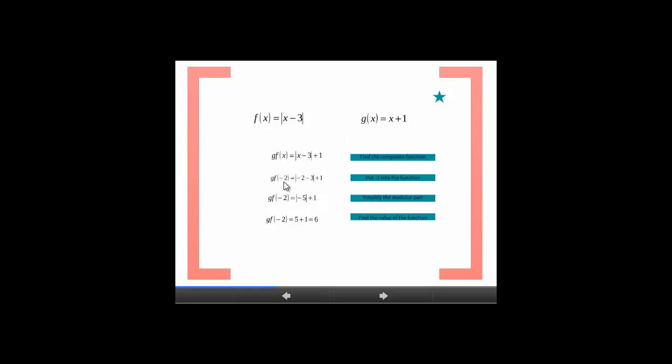We then place the minus 2 in there, so we get the modulus of minus 2 minus 3 plus 1. We then calculate the modulus part, so we simplify it by calculating it out. Well, minus 2 minus 3 is minus 5, so we get the modulus of minus 5 plus 1. And then finally, as we know, the modulus of minus 5 is 5, 5 plus 1 is 6, so we found the value.